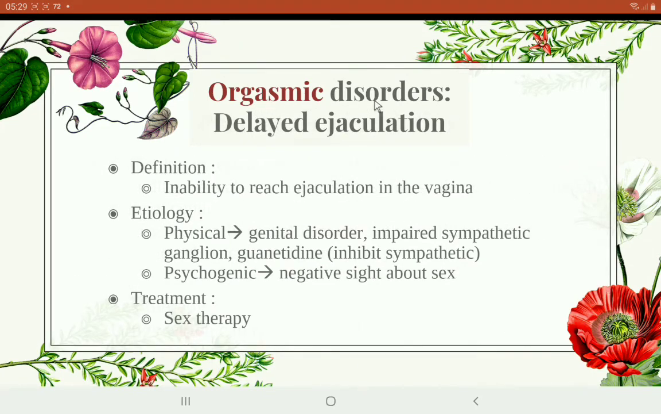One of the orgasmic disorders in male is delayed ejaculation. Delayed ejaculation is defined as inability to reach ejaculation in the vagina. The etiology is also physical and psychogenic, like genital disorder, impaired sympathetic ganglion, and guanethidine. And for the psychogenic, it is a negative side about sex, and the treatment is sex therapy.